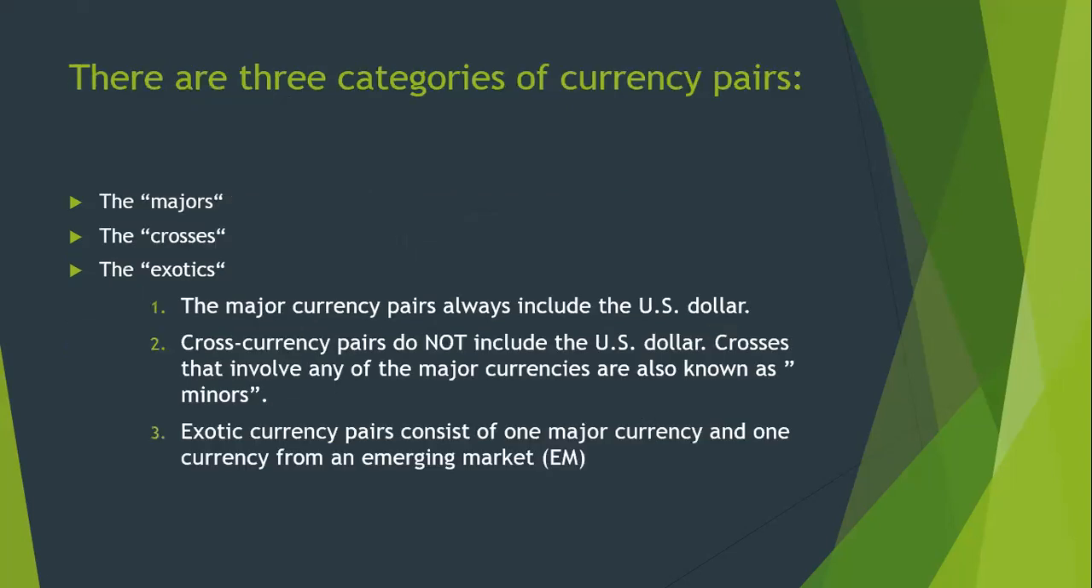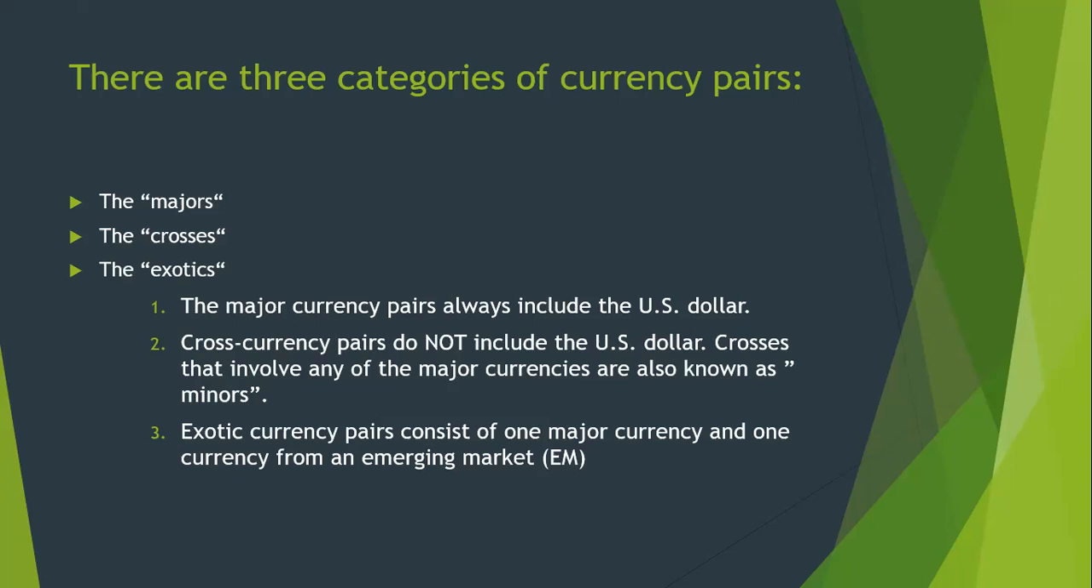There are three categories of currency pairs: majors, crosses, and exotics. The major currency pairs always include the US dollar. So we count major currency pairs as US dollar pairs. Any pair that consists of the US dollar, we count as a major pair, but it is based only on the 8 nations that are strong and highly volatile in the market.